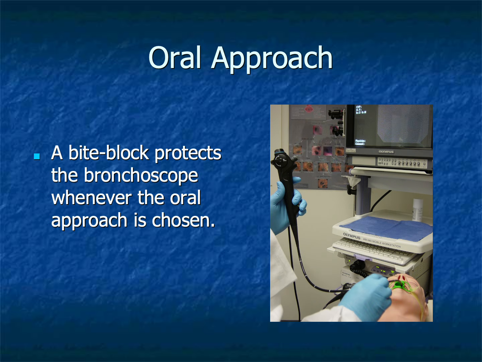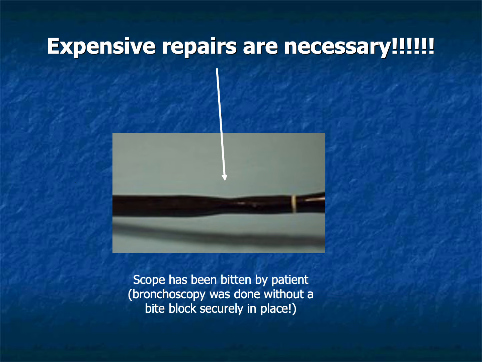When the oral route is chosen, the bite block becomes essential. The damaged bronchoscope shown here is more than an image of expensive repair. It illustrates a broader lesson. Small omissions in preparation often become larger problems later. The airway punishes haste.